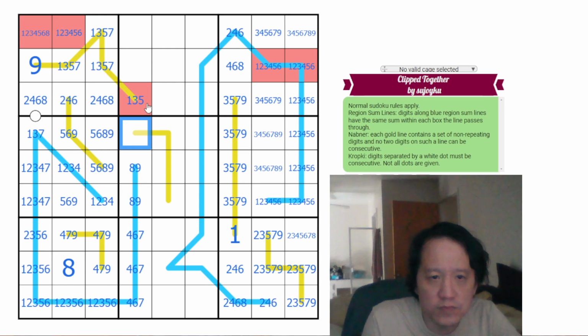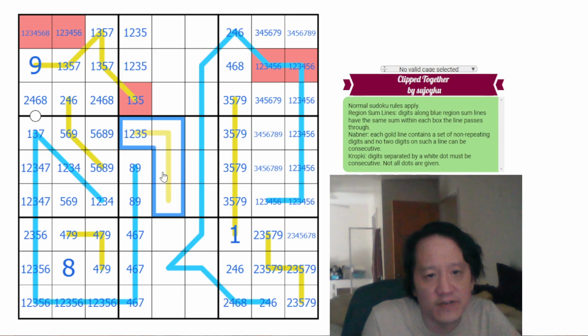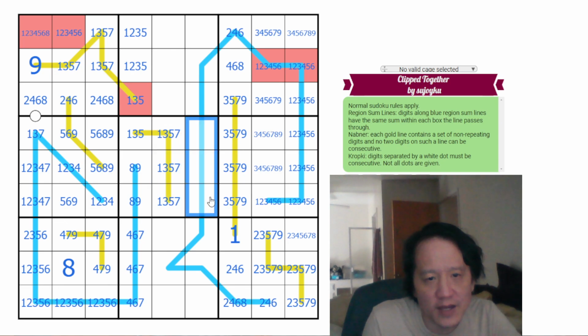So this is 1, 2, 3, 5. Okay, so this has to be 1, 3, 5, 7. So the 2's over here. This is 1, 3, 5, 7. This has to be 2, 4, 6, which means this is 4 and 8, because those are the only two even digits that add up to 12.